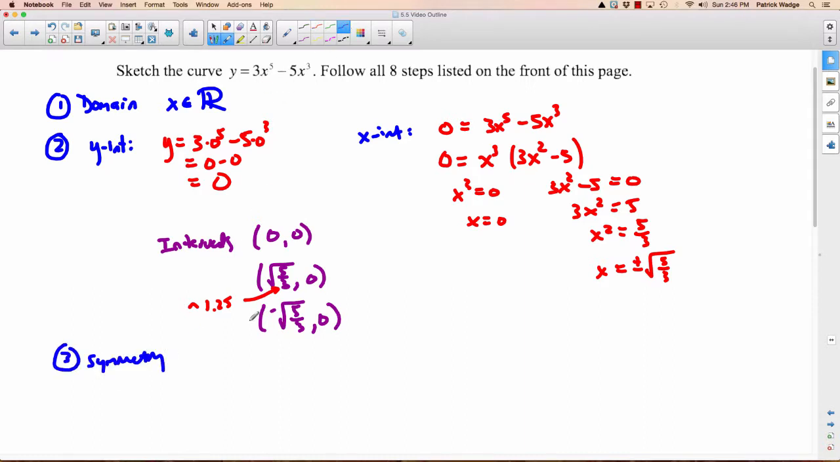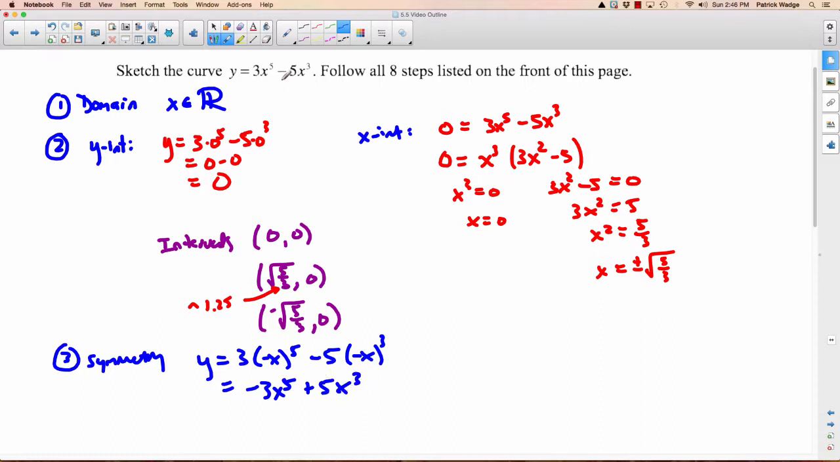So what we do for that is wherever we see x, we're going to put negative x. So we get y equals 3 times negative x to the fifth minus 5 times negative x to the third. If we simplify that, well, this is 5, an odd power, so it's going to stay negative. So we're going to have negative 3x to the fifth. This is also 3, an odd power, so it's going to stay negative. So we have negative, negative, it's plus 5x cubed.